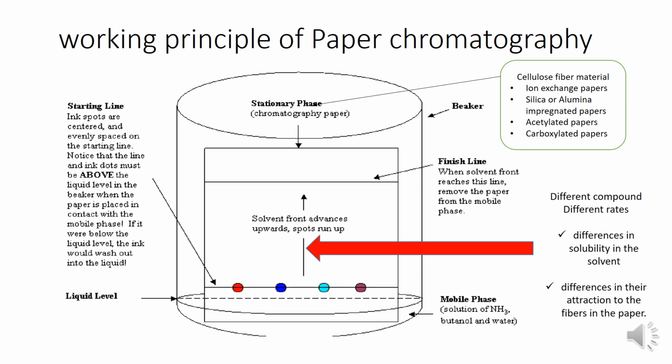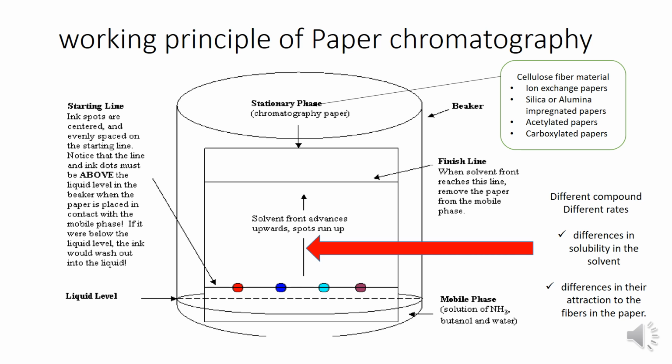Paper chromatography consists of two phases, the stationary phase and the mobile phase. The stationary phase is actually the chromatography paper, which contains cellulose fiber material. Examples of materials we can use are ion exchange paper, silica or alumina impregnated paper, acetylated paper, and carboxylated paper. The mobile phase is a solution of NH3, butanol, and water.